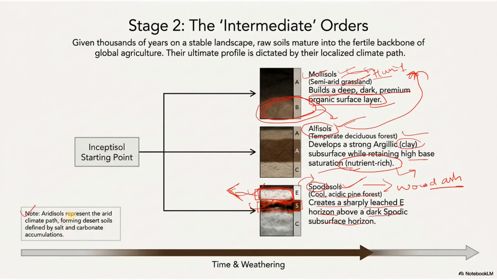And here is a note that Aridisols represent the arid climatic path, forming desert soils defined by salt and carbonate accumulation. This is about the Aridisol, which is not in this slide.